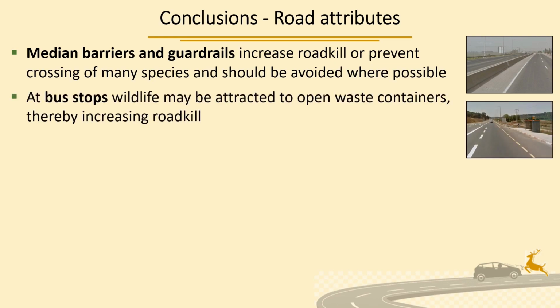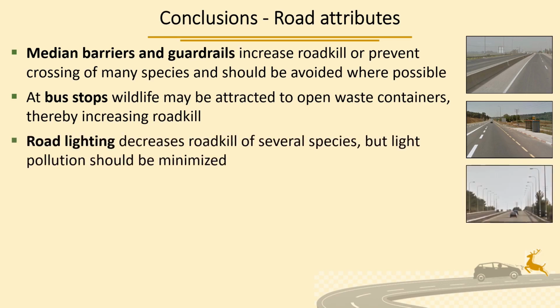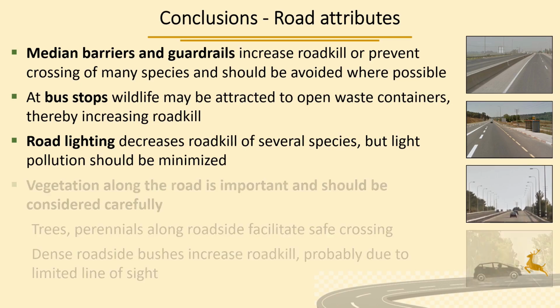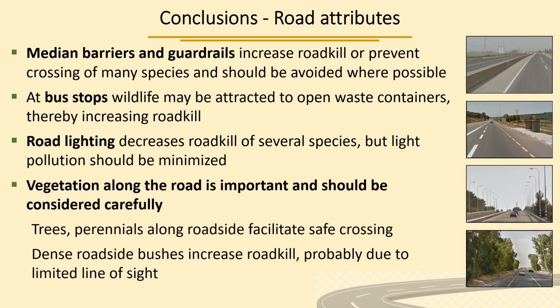Bus stops may cause increased roadkill, probably due to the attraction of wildlife to open waste containers. Road lighting could be used to reduce roadkill for several species, however, excessive light pollution should be avoided. Roadside vegetation is important and should be considered carefully, as trees and perennials may facilitate safe crossings, while dense bushes may cause increased roadkill, probably due to the limited line of sight for both the driver and the animal.